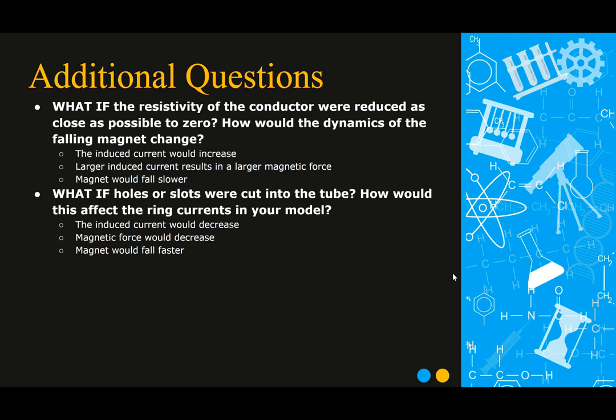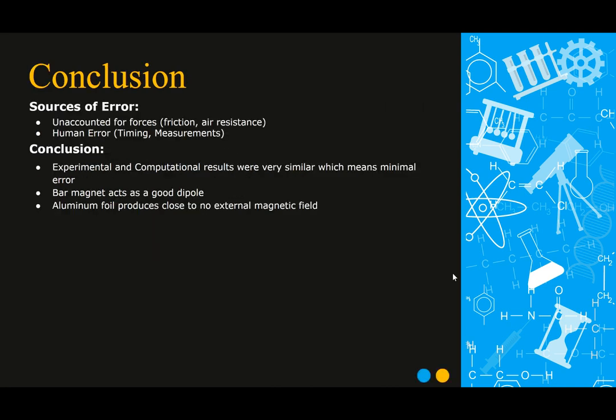The induced current would decrease, which means the magnetic force would decrease, so there's less of a force pointing upward, so gravity would do more work, pushing it downward. As seen in the third bullet, the magnet would fall faster. So overall, the main sources of error are the unaccounted for forces, such as friction or air resistance, or human error, which could be my fault in timing or measurement miscalculations.